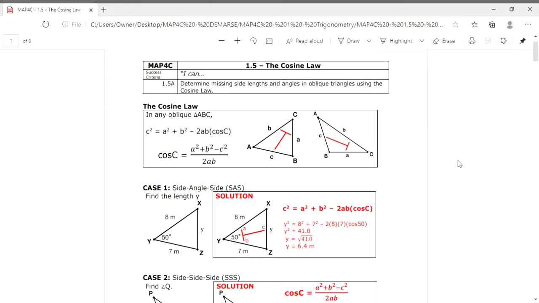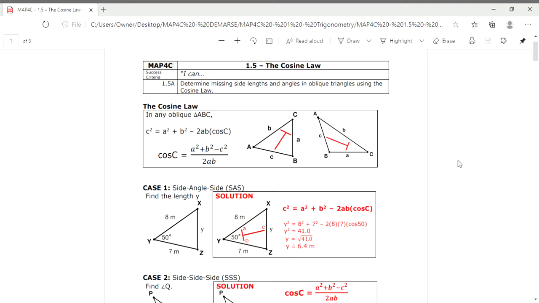This is the readout for chapter 1.5 on cosine law. In this chapter, we'll determine missing side lengths and angles in oblique triangles using the cosine law. In the previous chapter, we worked with the sine law and we solved side lengths and angles in oblique triangles. Once again, that's triangles without a right angle. The cosine law does the same thing, but given a different circumstance.